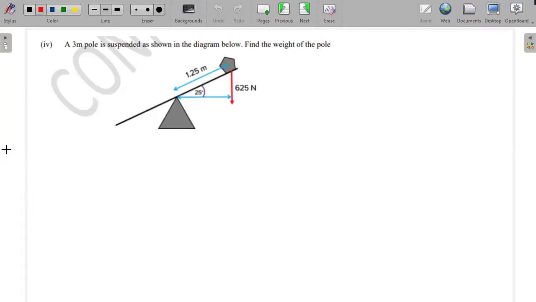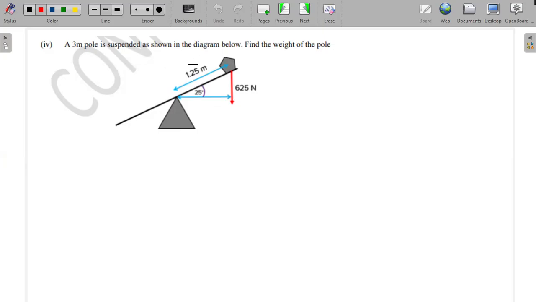Let's look at this other question, which is saying a 3-meter pole is suspended as shown in the diagram below. Find the weight of the pole. A 3-meter pole is suspended as shown in the diagram below. Find the weight of the pole. Okay, so this is a very, very simple question.